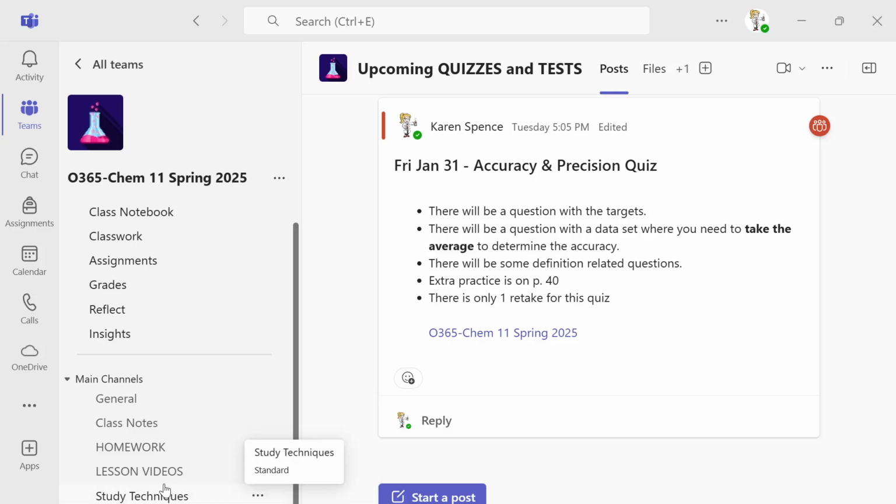It literally says there will be a question with targets. There will be a data set where you need to take the average to determine the accuracy. There will be some definition related questions. Extra practice is on page 40. There is only one retake for this quiz. So you can often find a little bit of extra detail in the upcoming quizzes and tests section. Okay?